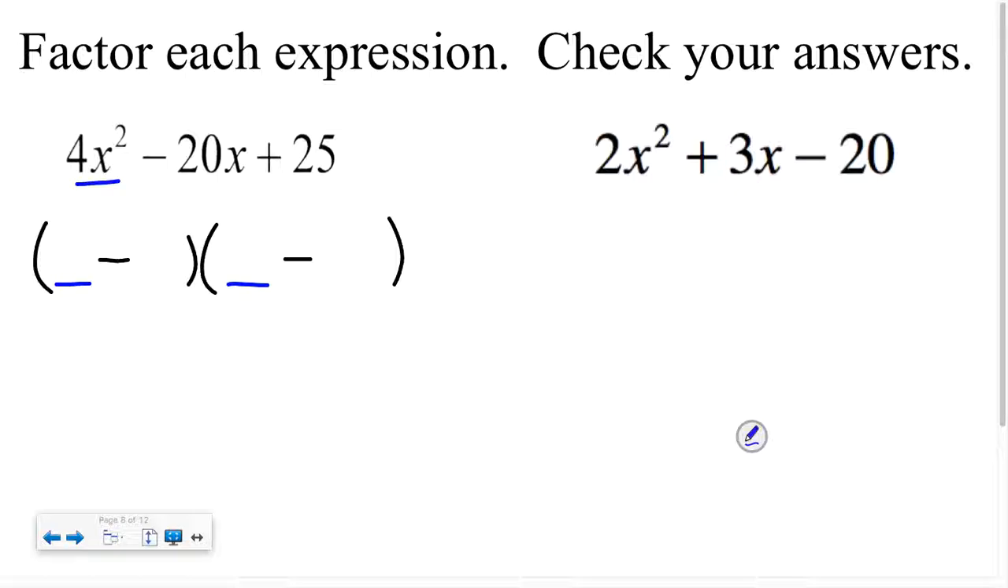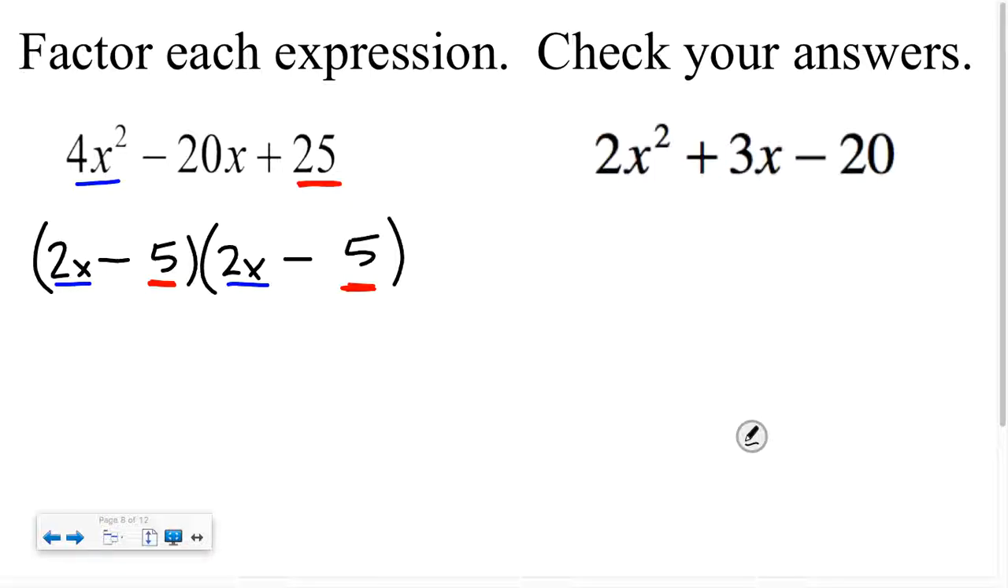Something times something has to give us 4x squared. You want to do 2x and 2x? Okay, or we could have done 4x and x. Yeah, that's the trial and error part. Like I said, the more you do it, you'll be able to see in your head what works and doesn't, but trial and error. The second term times the fourth term has to give me 25. 5 and 5.